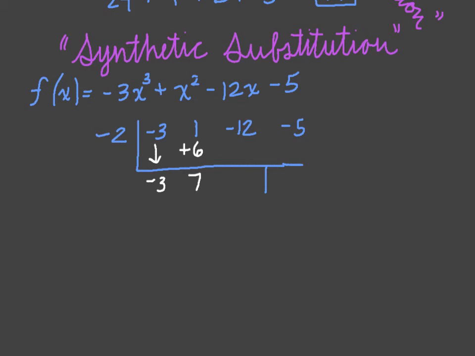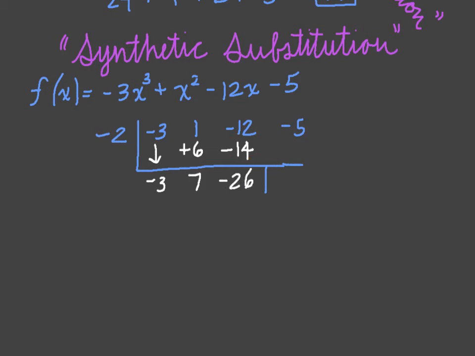Okay, and now we're going to do the same thing that we just did. Take this number, multiply it by -2. So 7 times -2 is -14. Because that was negative, technically what I'm doing is adding a negative, or subtracting. -12 plus -14 is -26.